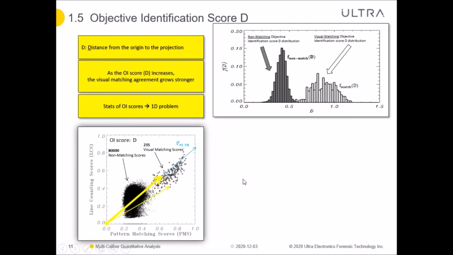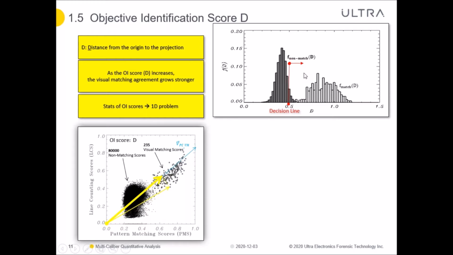The gray one on the left is the non-matching objective identification score D distribution. The white one on the right is the visual matching objective identification score D distribution. From now on, I can set a decision line and decide that any pair of bullets that creates a correlation score above that line will be considered as being shot by the same firearm.